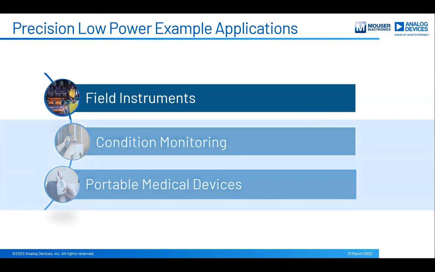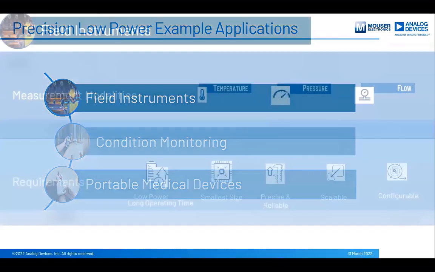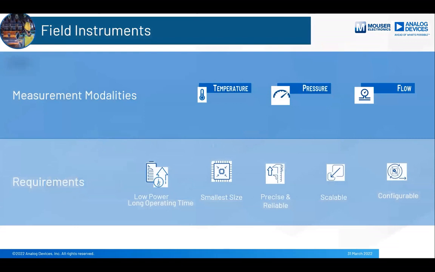So let's start with field instruments. For field instruments, some example measurement modalities include temperature, pressure, and flow. These are just a few, but there are certainly many more. If we look at some of the design requirements associated with field instruments, size is really important, as it's the main constraint after power and precision.